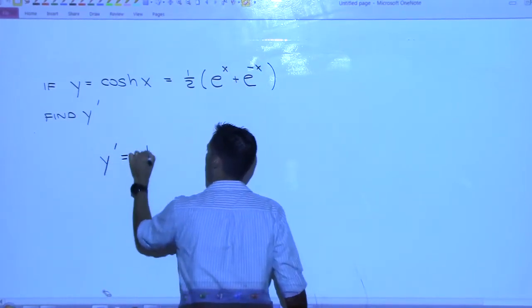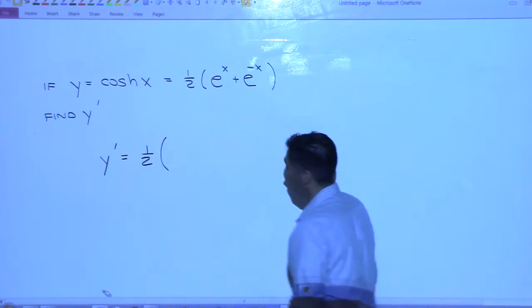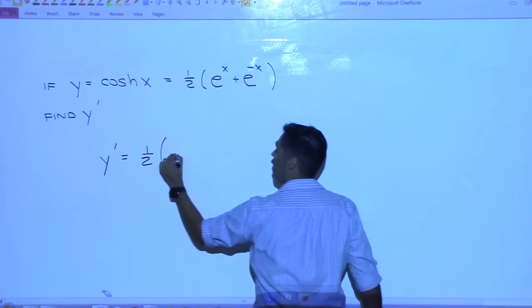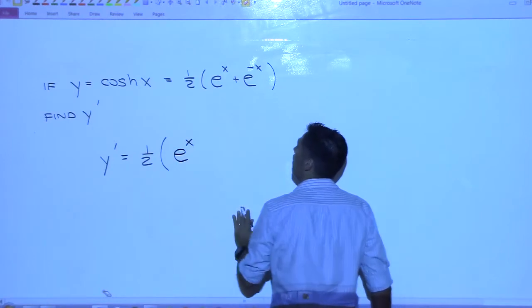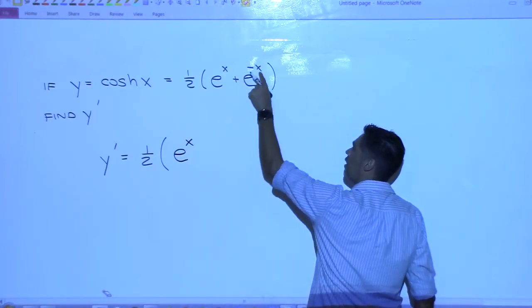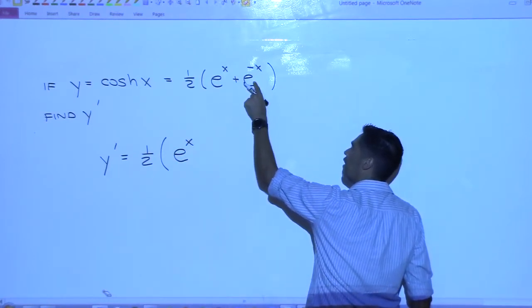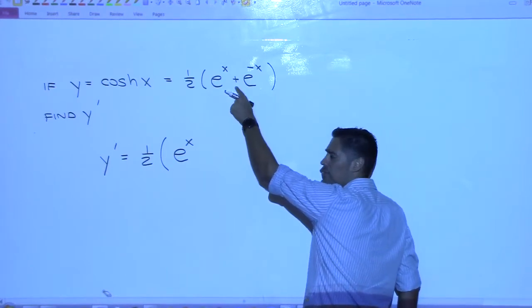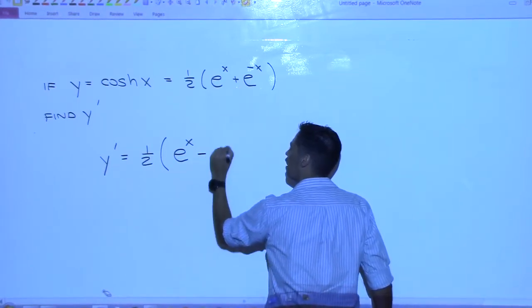So our derivative will be 1/2 comes for the ride. Derivative of e to the x is itself. And then what was the derivative of e to the negative x again? Negative e to the negative x, but then we have addition, which is subtraction, so this becomes minus e to the minus x.